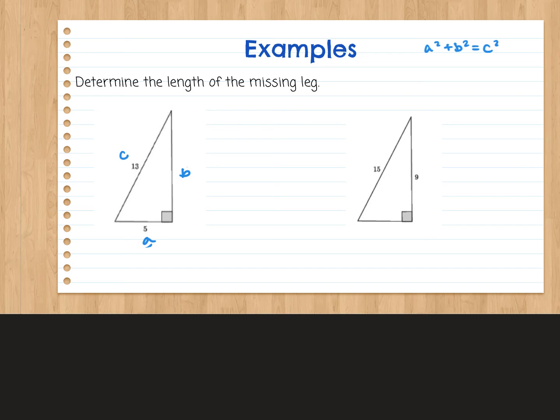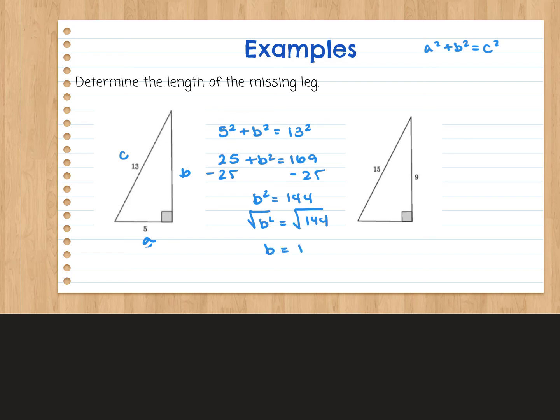So here I have a squared, which is 5 squared, plus b squared is equal to 13 squared. 5 squared is 25, plus b squared is equal to 169. We're going to subtract 25 from both sides. As you can see, solving equations goes absolutely nowhere, whether it's a basic equation or a more challenging equation. So we get that b squared is equal to 144. We're going to take the square root of both sides because we just want to know what the length of b is. And we get b is equal to 12.